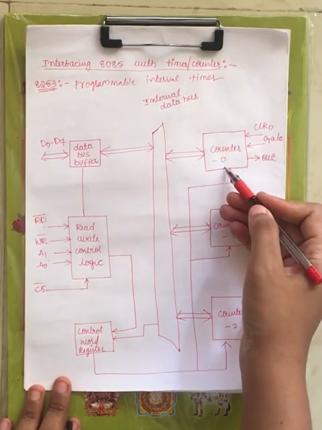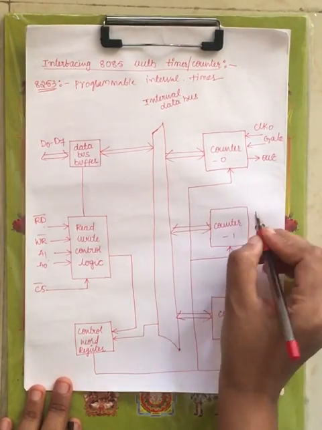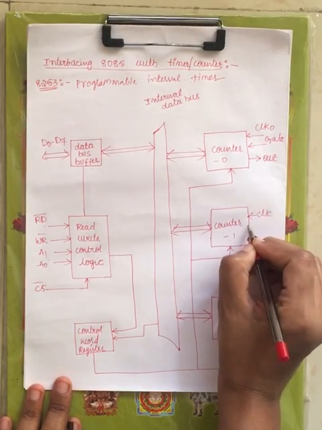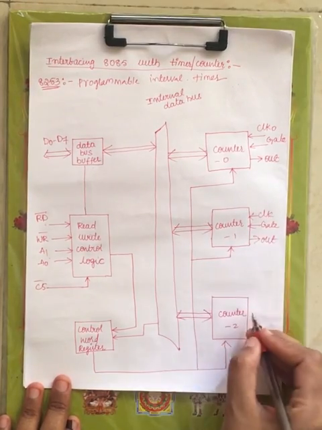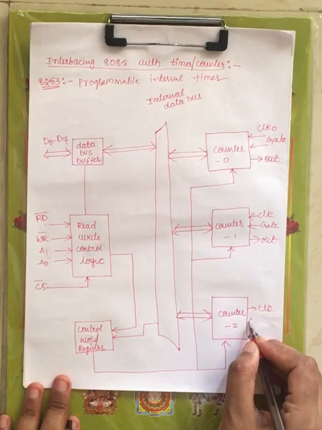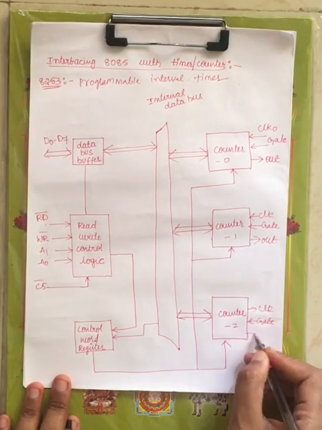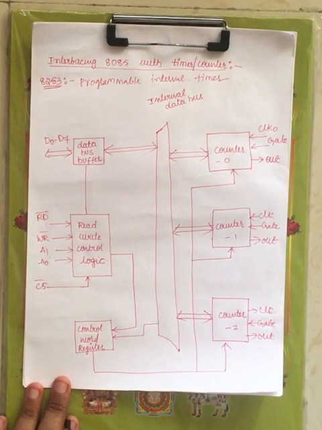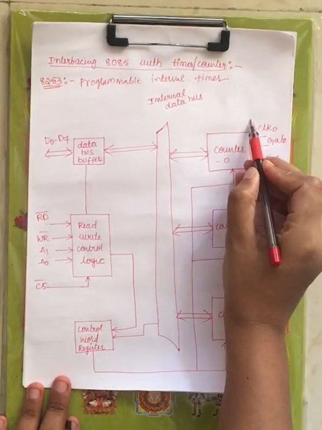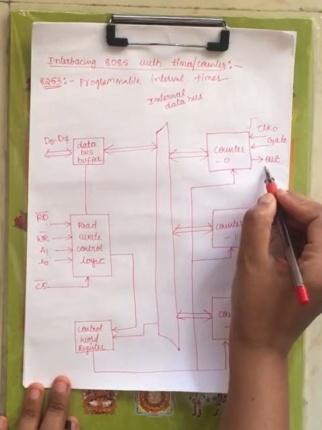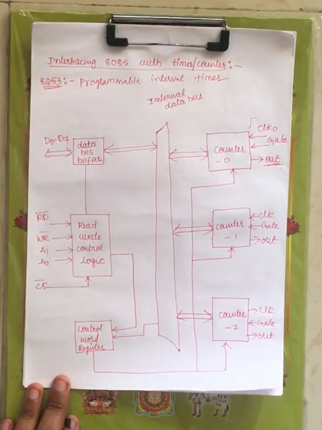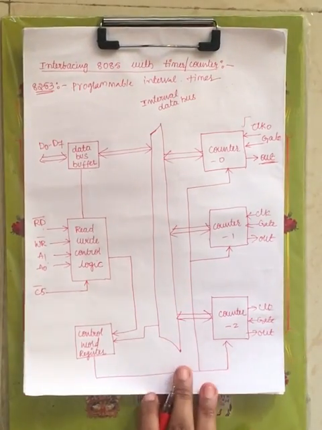Now here you have 3 counters, counter 0, counter 1 and counter 2. For every counter you have 2 input pins and 1 output pin. Clock signal and gate are the input pins of a particular counter, and out is the pin through which you collect the output. The clock signal is provided at this pin, gate is the next input pin, and through out you collect the output of the counter. This is everything the same for counter 1 and counter 2.